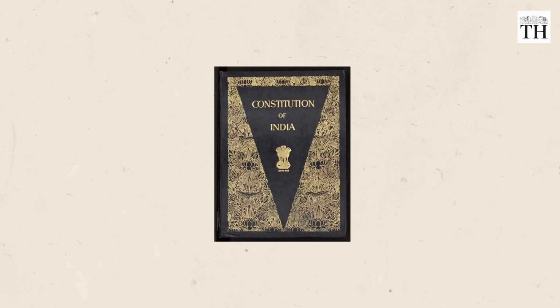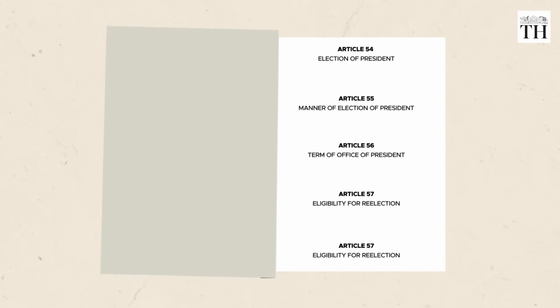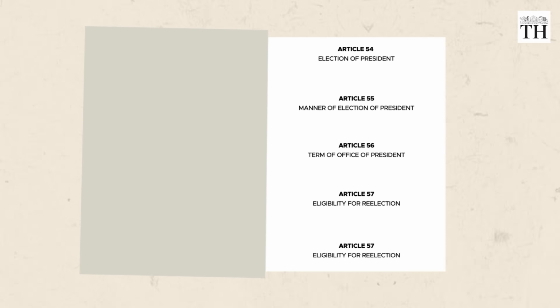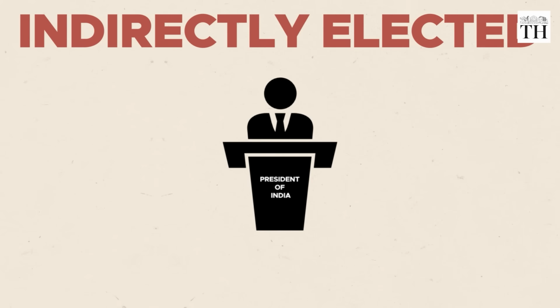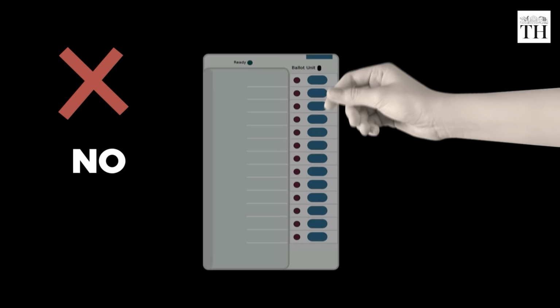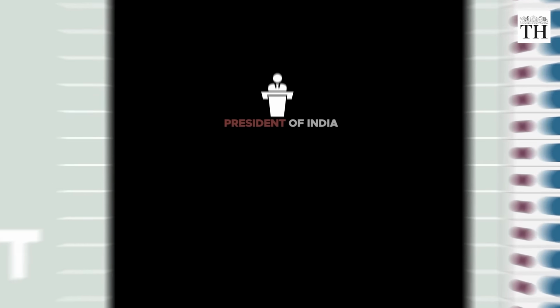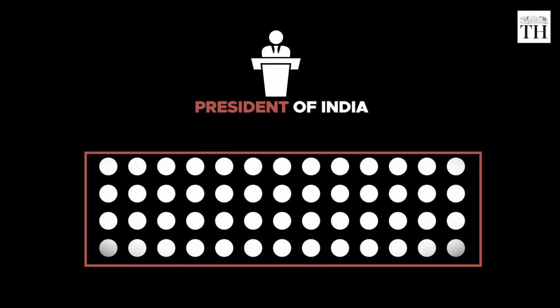Article 54 to 58 of the Indian Constitution governs the process of presidential election. Unlike the Prime Minister, the President of India is elected indirectly. That means no direct voting. But instead, the President is elected by the Electoral College.